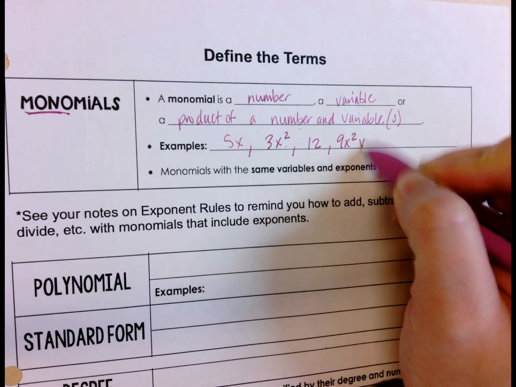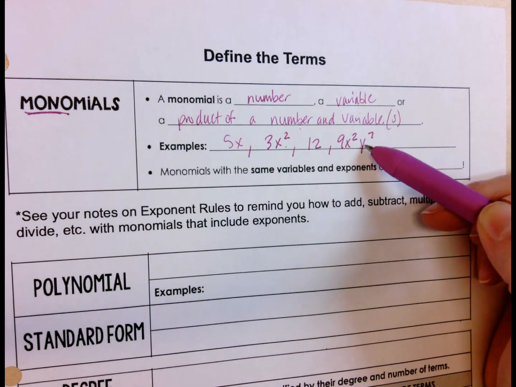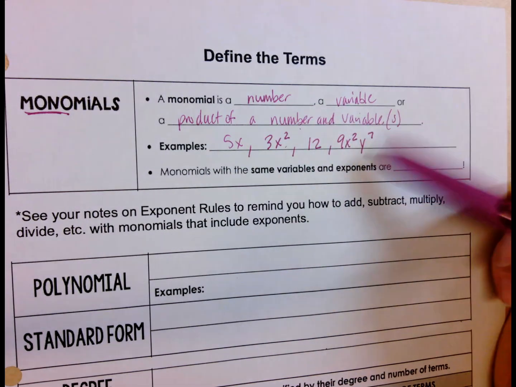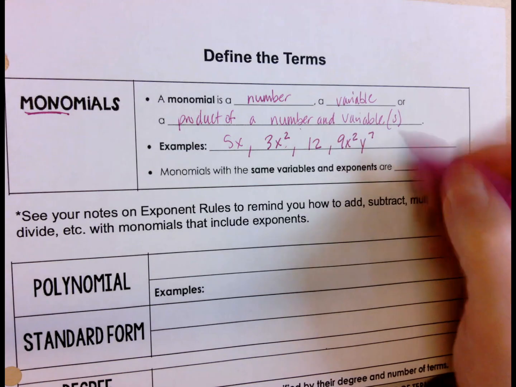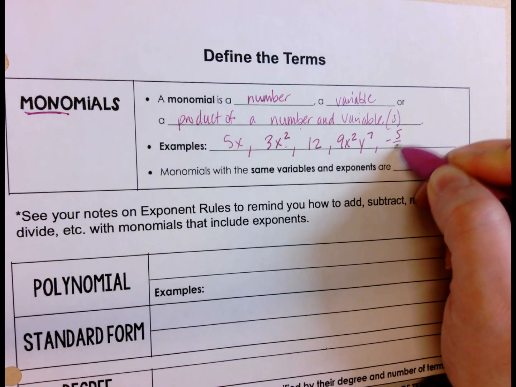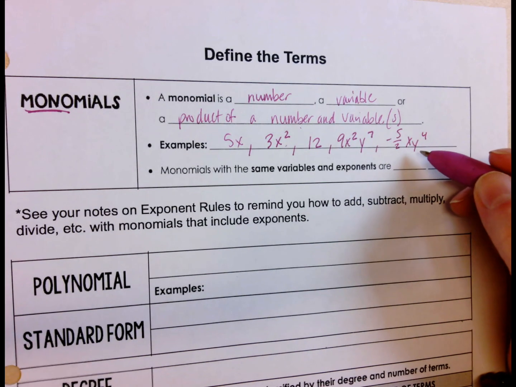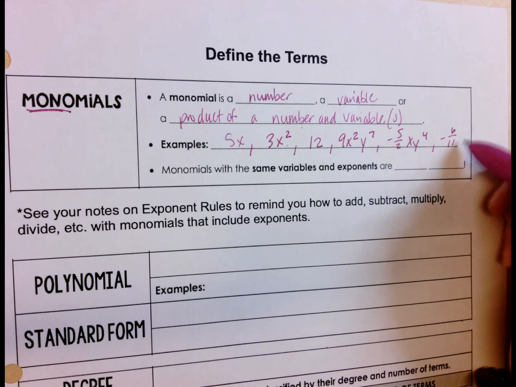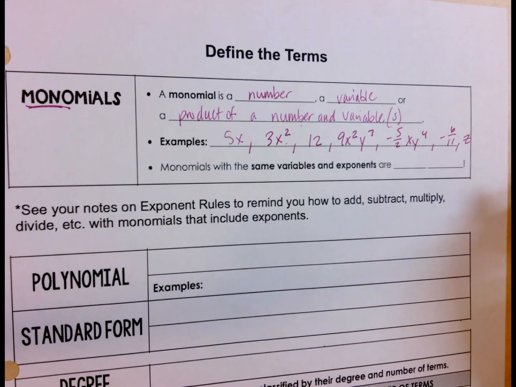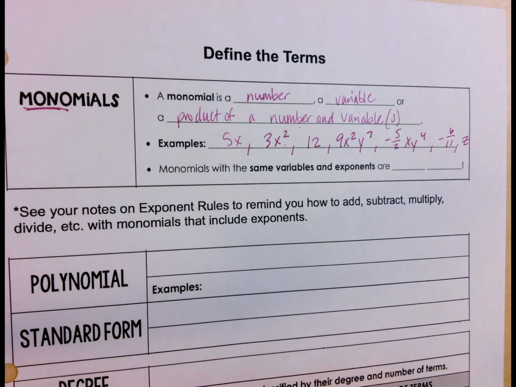9x squared, y to the 7th. Even though it's a lot longer, it's still multiplication between each of these, and it's still the product of a number and variables, and so it ends up being a single term. It's a monomial. Even if you threw a fraction in there and said negative 5/2 xy to the 4th, that would still be considered a term. Just a fraction by itself would also be a term, or just a variable by itself. So all of these are examples of single terms. Notice that I separated them with a comma because they're all different. They're all examples of terms.